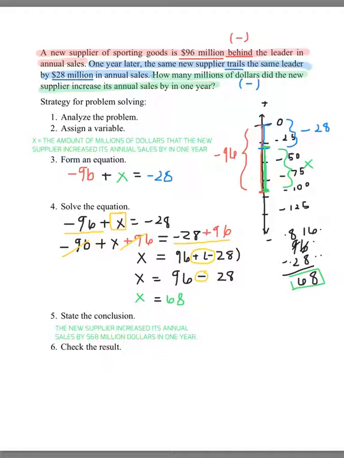is check the result. Again, when checking the result, you want to start off with the original equation found in step 3. So we'll have negative 96 plus x is equal to negative 28. But we already know the value of x, so we're just going to go ahead and substitute that in. Negative 96 plus 68 equals negative 28. On the right hand side, the negative 28 is already simplified. We can't do anything to it since we're not adding, subtracting, multiplying, or dividing anything by it. So we'll go ahead and bring that down.